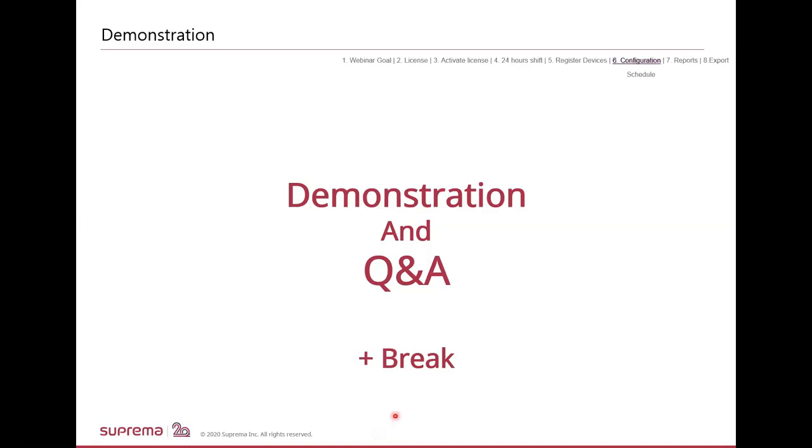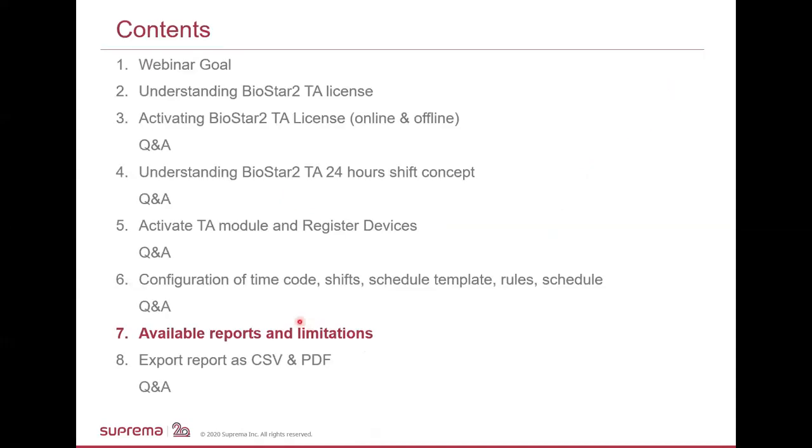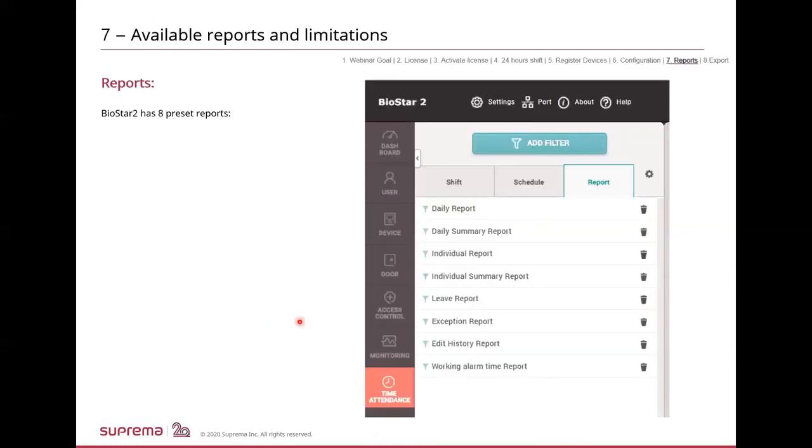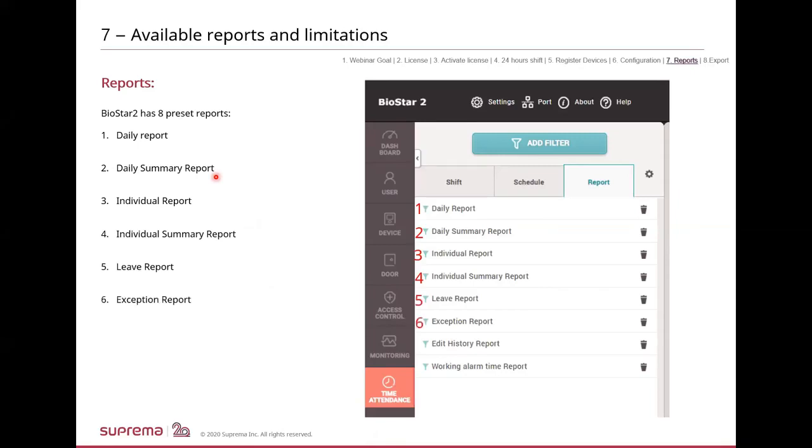Hi, everyone. Let's continue. So our next point is the available reports and limitations. So please note that BioStar 2 has time attendance has 8 preset reports. The first report called daily report, the daily summary report, the individual report, the individual summary, the leave, exception, edit history, working alarm time report. So those are the 8 reports available within BioStar 2 time attendance module.